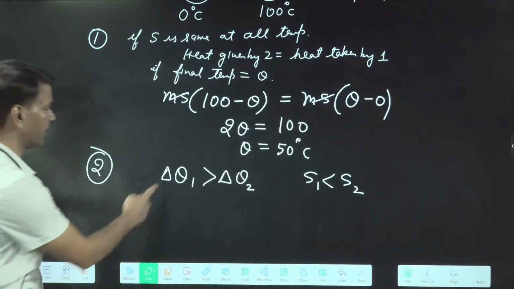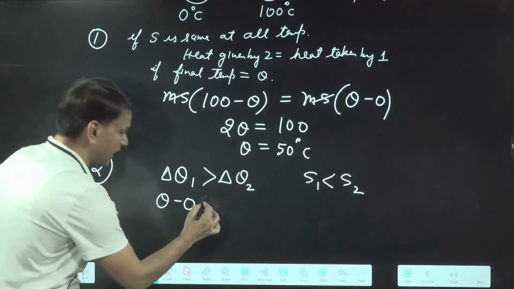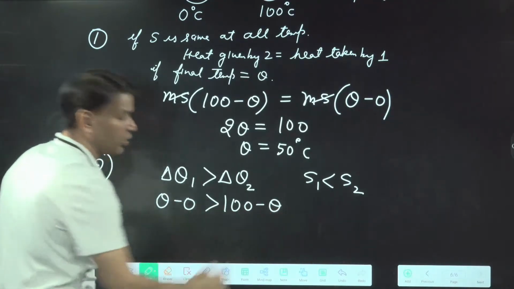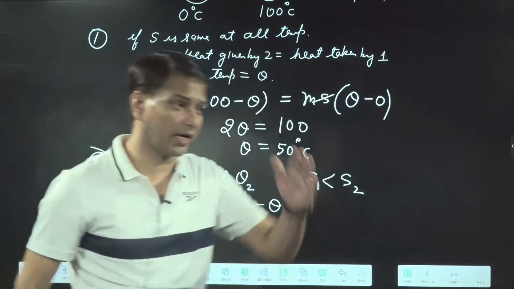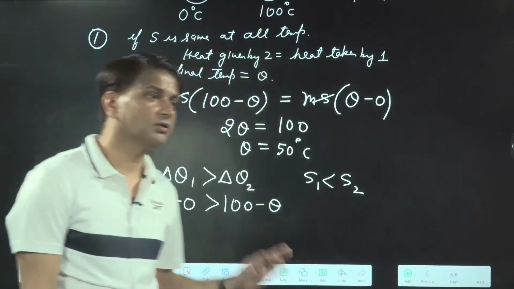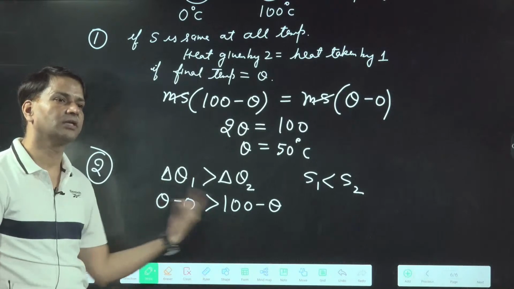Okay. Now delta theta 1, what will you say? Theta minus 0. That is greater than what? 100 minus theta, because body 2 temperature changes from 100 to theta. So what is the change? 100 minus theta. Body 1 goes from 0 to theta. What is the change? Theta minus 0. This understood or not?